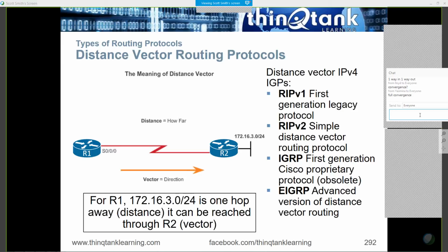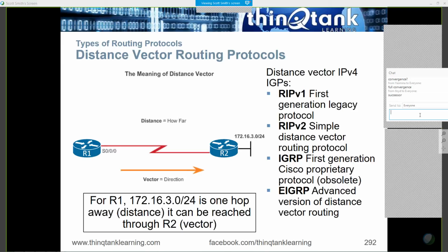EIGRP is the successor, the follow-on protocol, of IGRP. The predecessor would be the previous protocol, right? EIGRP is the post-cessor of IGRP. That's not a word, but successor. Okay. So EIGRP came out, and of course, EIGRP is very, very close to IGRP. There are some enhancements, but the biggest enhancement was that EIGRP supports subnetting.